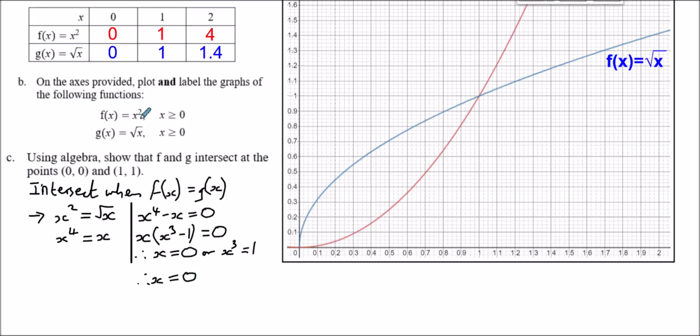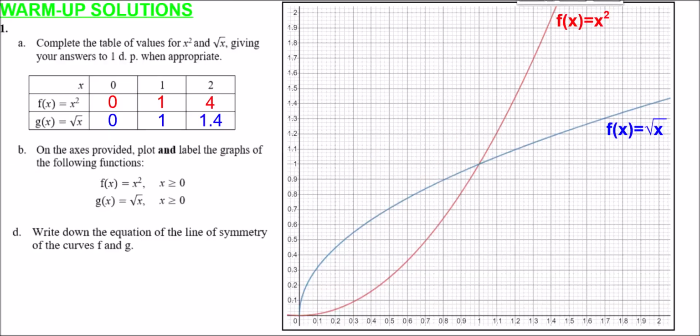So in other words, when x is 0, x squared will be 0 times 0, which is 0. So therefore that would make y equal to 0 as well. Or if x cubed is 1, 1 times 1 times 1 is 1, so that's the same as saying x is 1. And therefore substituting into either function, that would give that y would have to be 1 as well. In other words, they intersect at 0, 0 and 1, 1.